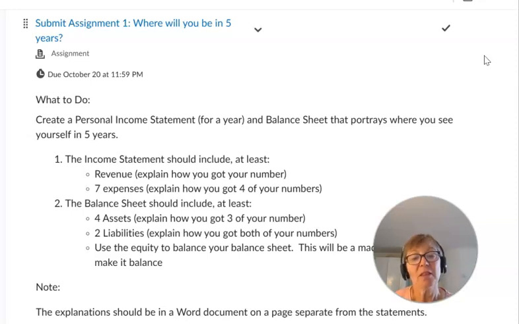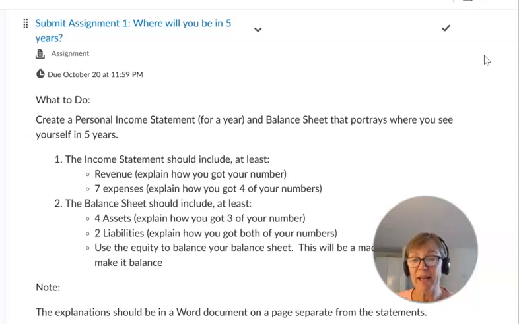Okay? Balance sheet. It should include at least 4 assets. So a couple of the assets that you know of, there's of course cash, which we all like. There's computers, there's vehicles, there's house. Okay, so there's 4 right there. So explain how you got your numbers. Don't just list a house, but tell me about it a little bit, okay, in your explanation, in your Word document.